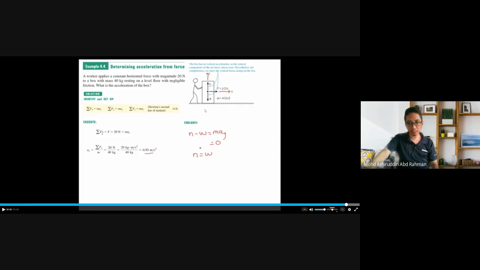So that means that N equals W, because N minus W will be 0, because ay, there will be no vertical acceleration, because the box is not moved in that direction. But if there is a slope, if you are considering the slope, of course there will be acceleration in the vertical axis, or the y-axis. So that's the solution of our problem, so it will be 0.5 meter per second squared.